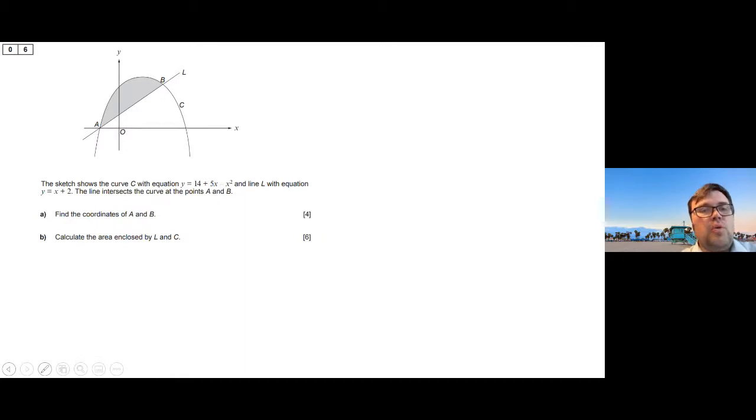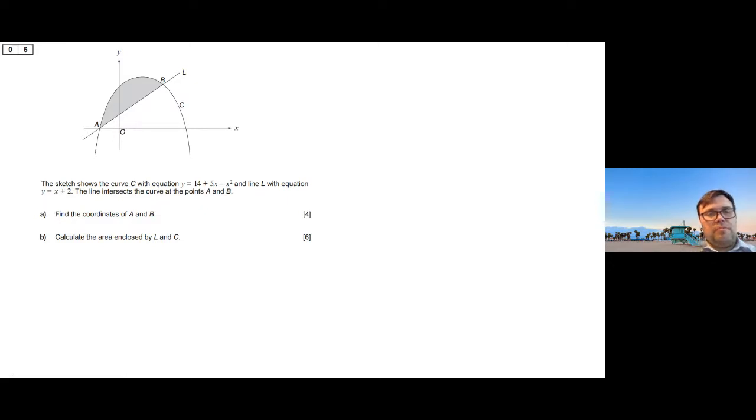So the sketch shows the curve C with the equation y equals 14 plus 5x minus x squared, and also y equals x plus 2. Find the coordinates of A and B. So that's a 4 marker. The good thing is, y is equal to both of them.